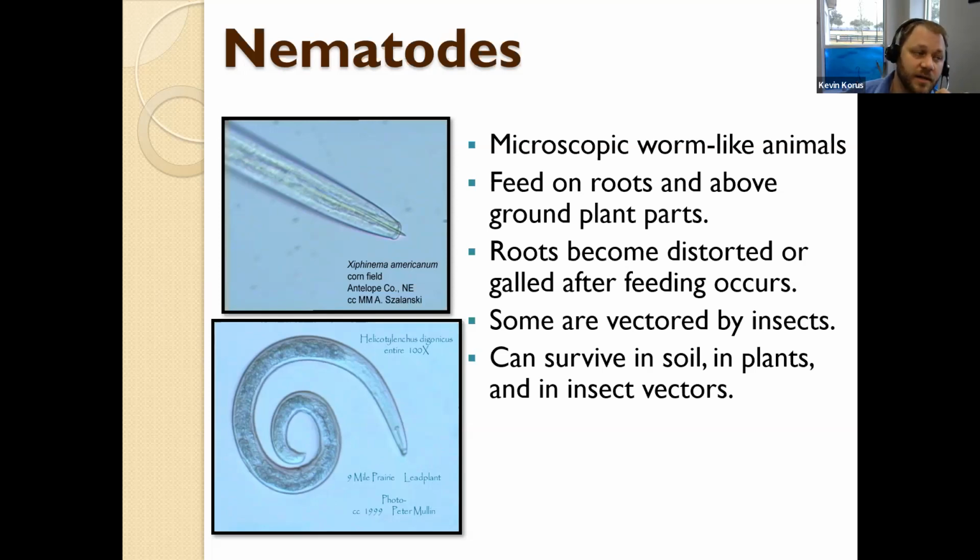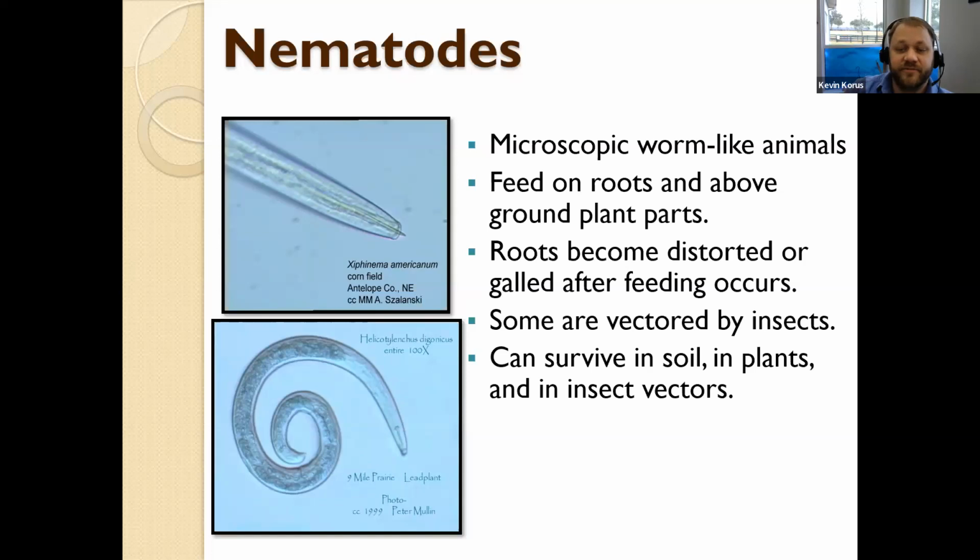But we'll talk about in a little bit here, an actual example of a nematode that's pretty common, causing a big widespread disease of pines that does exist in the above ground parts of the plant. So the roots will become distorted or galled after feeding occurs. Bottle brushing is a very common sign of nematode feeding, where you've got a proliferation of the tiny little lateral roots. So it almost looks like a bottle brush or a pipe cleaner.